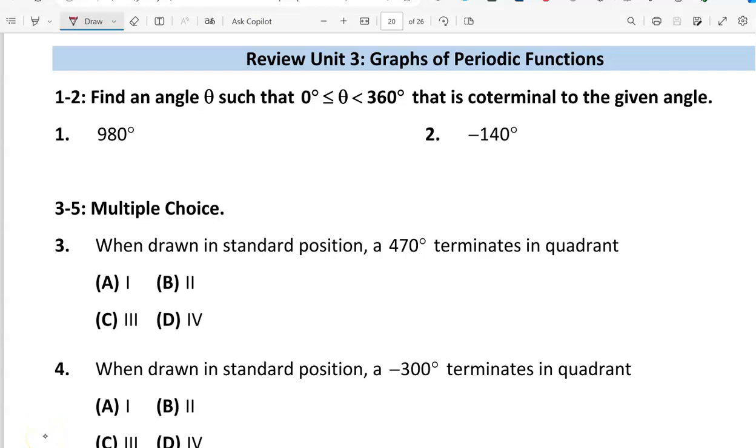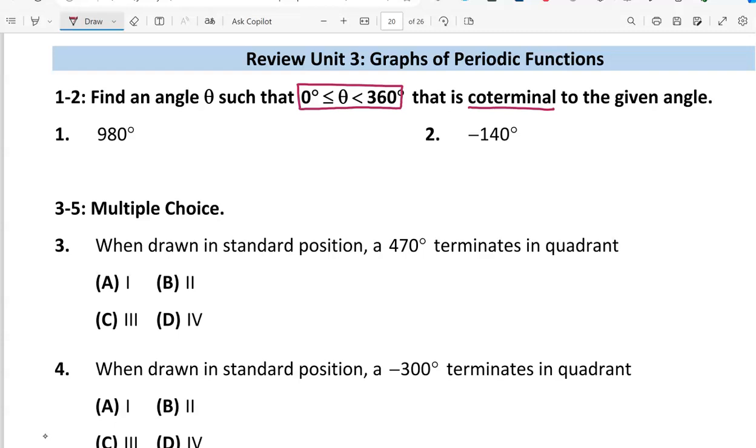This is a video walkthrough for the review for Unit 3. In 1 through 2, we're asked to find an angle that is between 0 and 360 degrees and coterminal to the given angle. Coterminal angles are found by adding or subtracting multiples of 360.